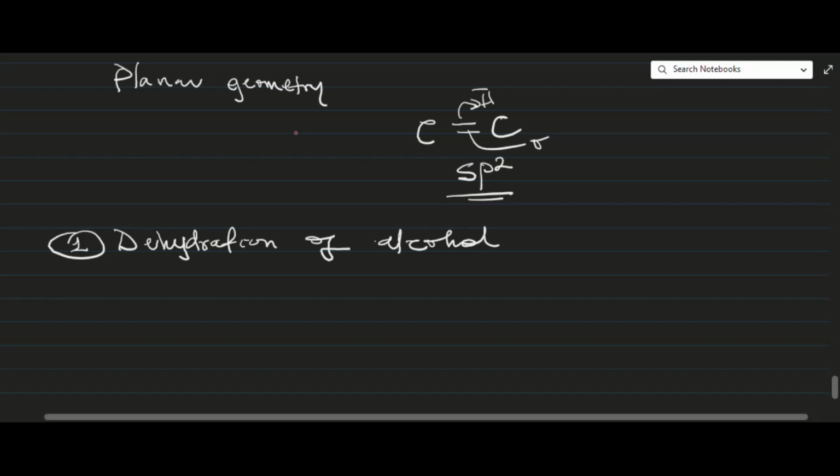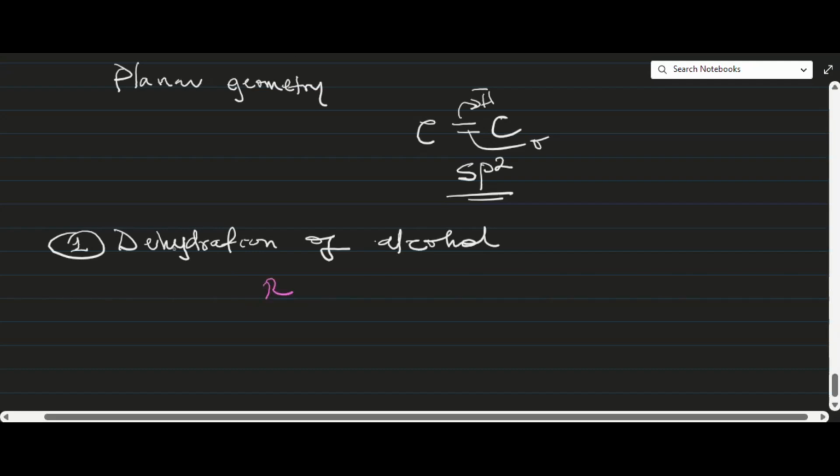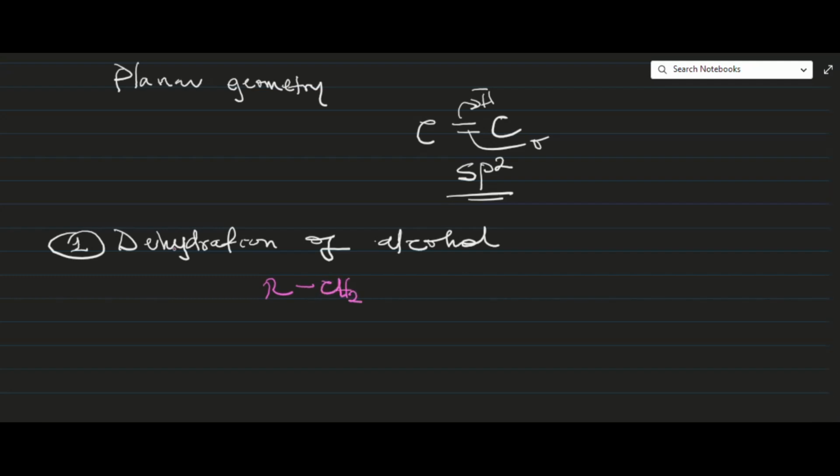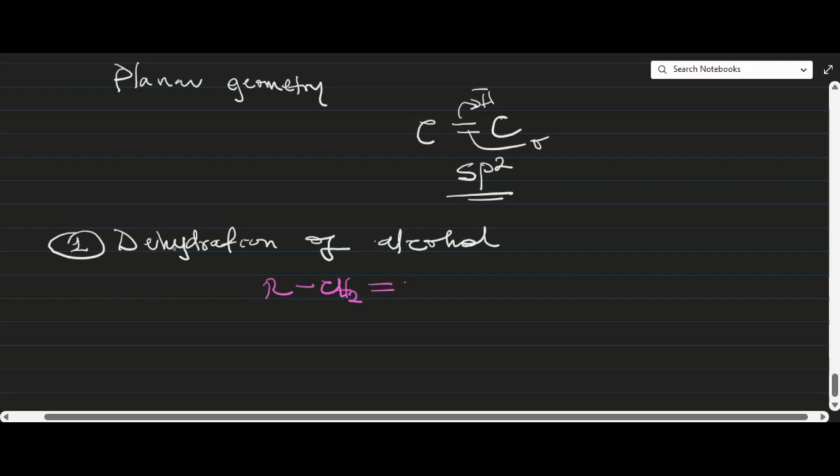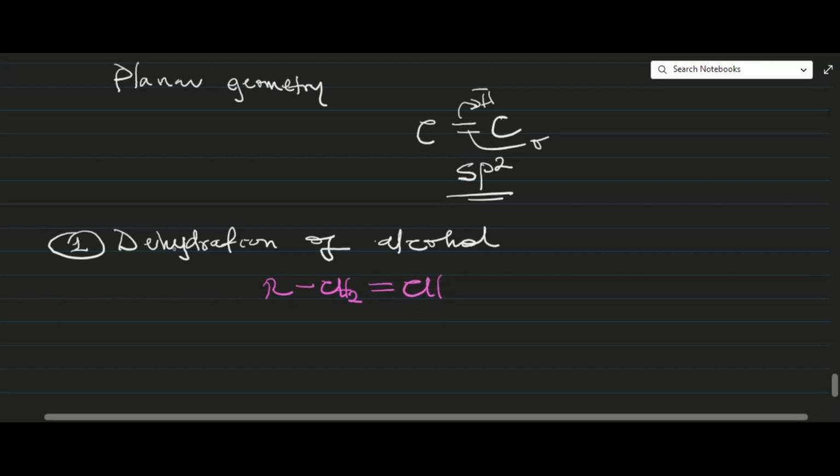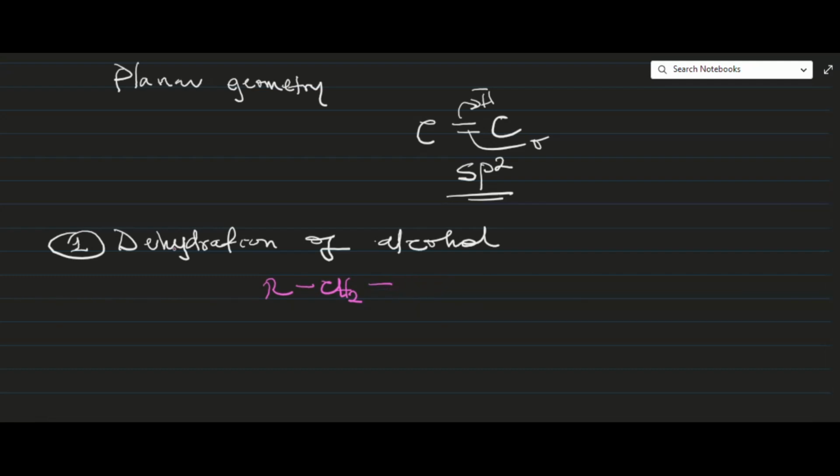Sorry, this may not be clear enough. So we have an alkyl, remember? And then we have our CH2, double bond, CH2, CH2OH. So this is an alcohol, our reactant.